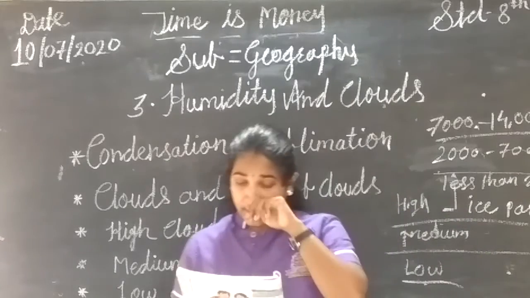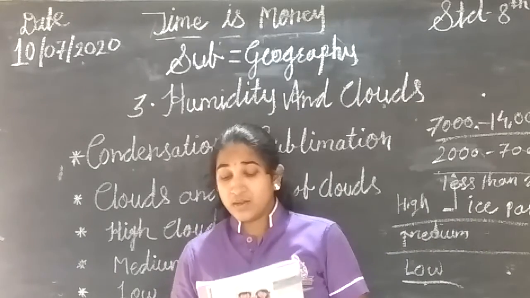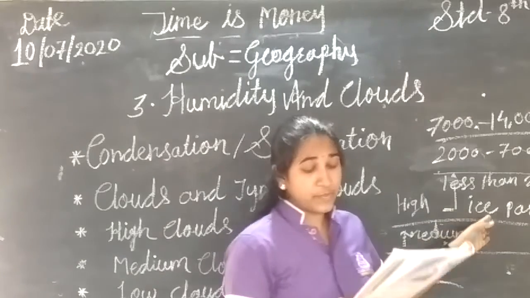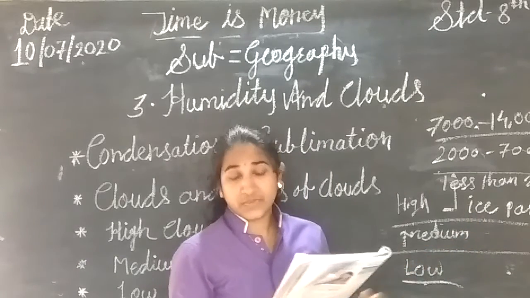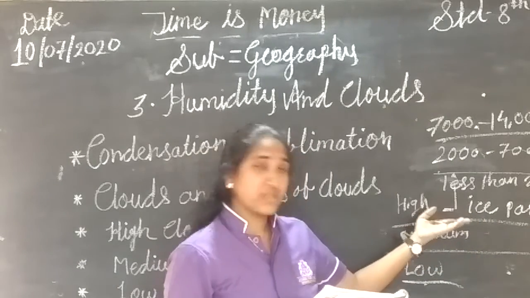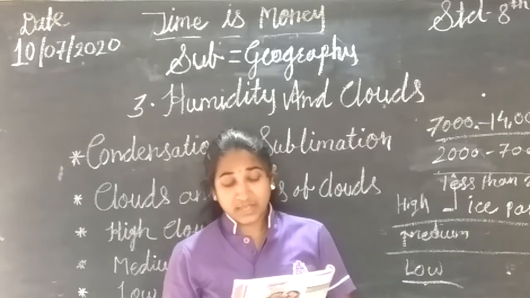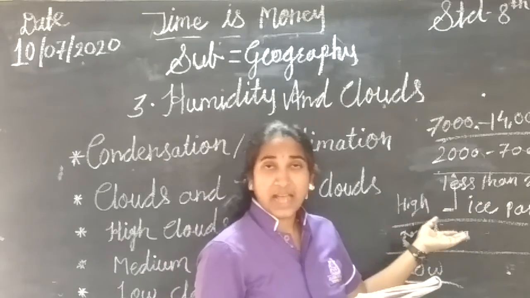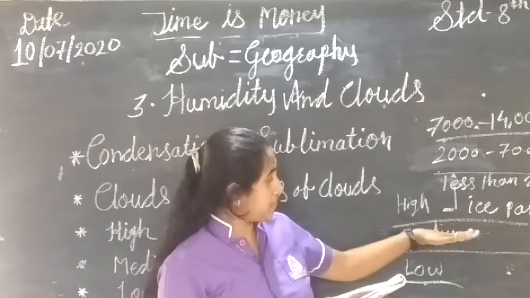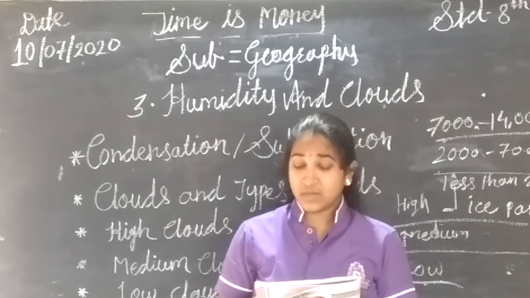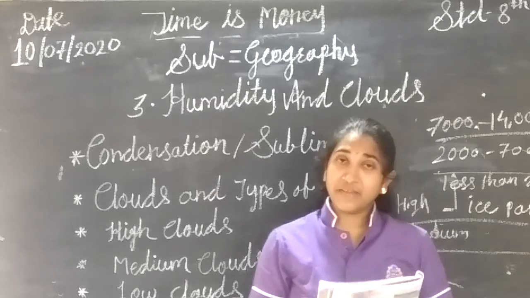And they are classified into cirrus, cirrocumulus and cirrostratus. They are the three. Okay, this is the high cloud. And the cirrus clouds are mainly wispy.